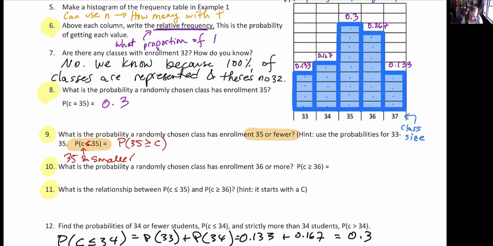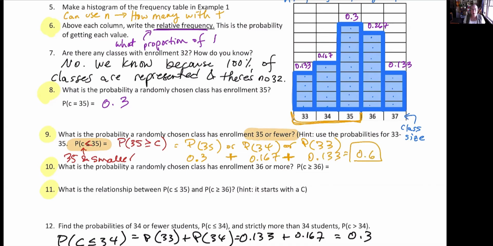Okay, so we're looking at 35 or fewer. That means we're looking at these here, 35 or 34 or 33. Remember, because they're mutually exclusive, this cannot be all three simultaneously. That's why it's an or. 33 or 34 or 35. So hopefully you remember from lessons 10 and 11 that that's when we're adding the probabilities. So what's the probability of a class size of 35? That's 0.3, 0.167, 0.133. So the probability of getting a class size of 35 or fewer is 0.6.